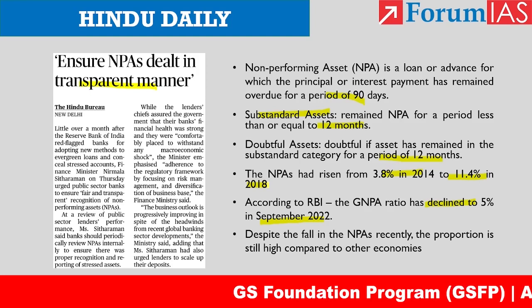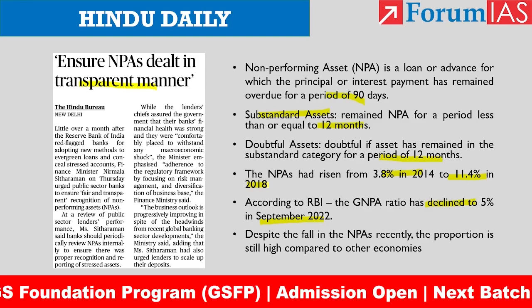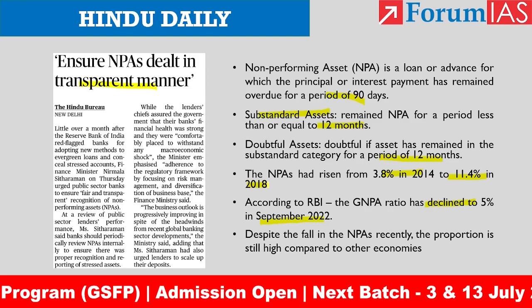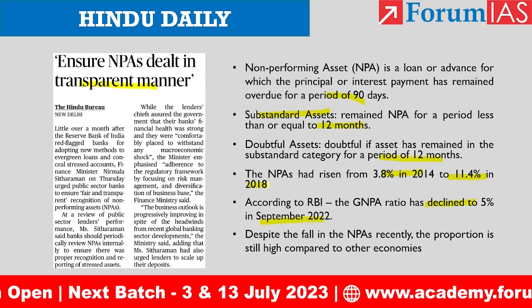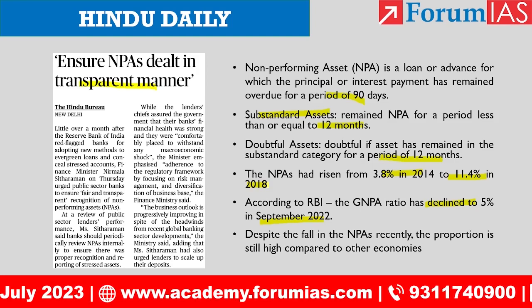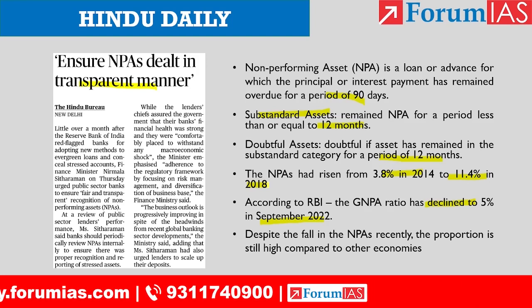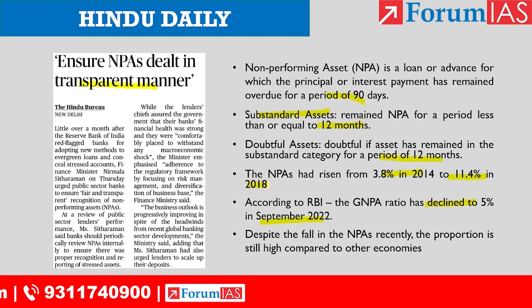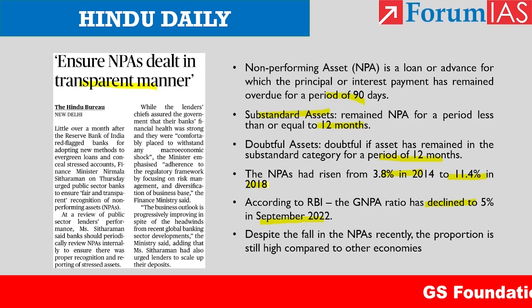The decline has been achieved on the back of a decrease in slippages, an increase in write-offs, and a pickup in credit growth. In December 2022, the government told the Rajya Sabha that loans written off by the scheduled commercial banks during the last 5 financial years totaled around 10 lakh crores. Out of this, 1.32 lakh crore has been recovered. As a percentage of write-offs, this comes to around 13%. Despite the fall in NPAs, the proportion is still high compared to other countries.